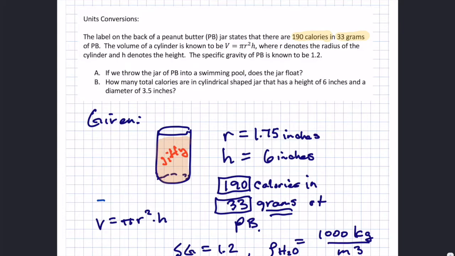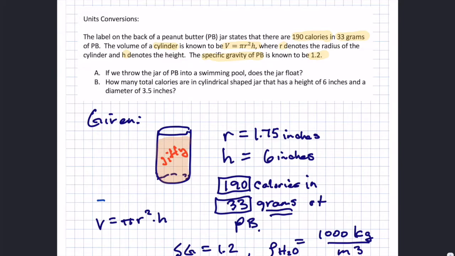So we're modeling the peanut butter jar with a cylinder. We know the formula for a cylinder, where R is the radius and H is the height. And we also know the specific gravity of peanut butter is 1.2. Okay, so let's get started.